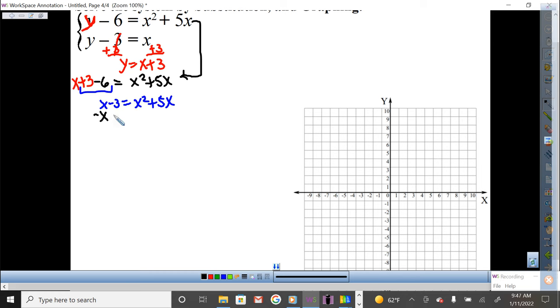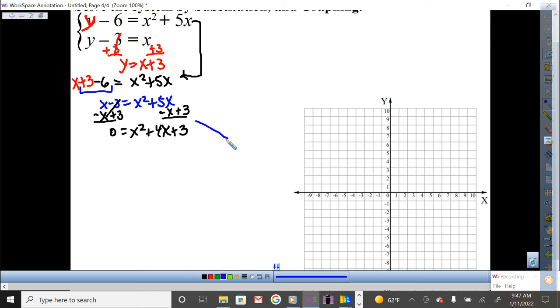Subtract x and add 3. Yes, subtract x and add 3. Yes, that is correct. So that is 0 equals x squared plus 4x plus 3. So far, so good, yeah? From there, what method do you want to use to solve, Hector?